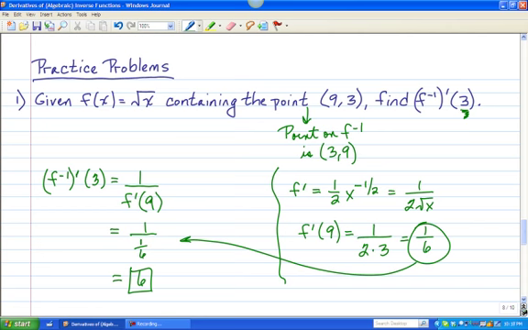The mathematics isn't that hard. Again, you just have to keep everything organized. So let's try another.